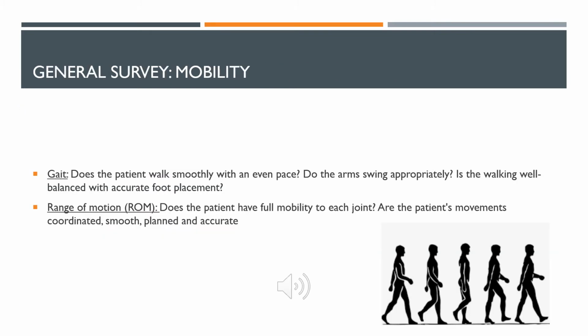During the general survey, when you are assessing somebody's mobility, you're looking at their gait. Does the patient walk smoothly with an even pace? Do their arms swing appropriately? Is the walking well balanced with accurate foot placement, like this picture on the right-hand corner? You're also looking at range of motion. We will abbreviate this in documentation as ROM. Does the patient have full mobility to each joint? Are the patient's movements coordinated, smooth, planned, and accurate?